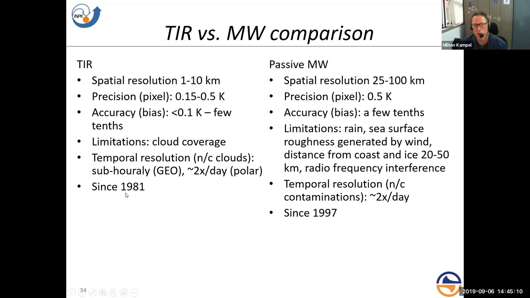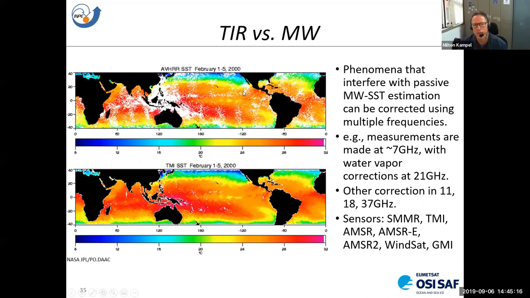And time series are longer, starting in the 80s for thermal infrared and here at the end of the 90s. And just a basic picture, an old one, but one that could make the simultaneous comparison from the same period of time. In the upper panel, you can see thermal infrared, and in the lower panel, you can see passive microwaves. And you can see those white popcorn spots here are related to cloud coverage.